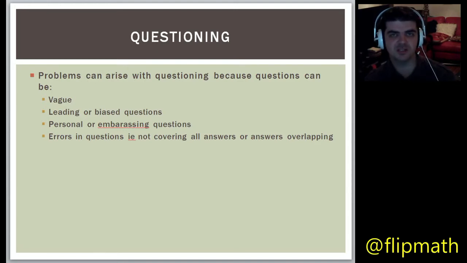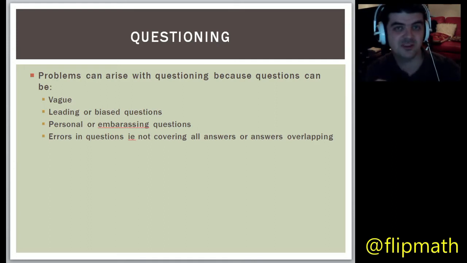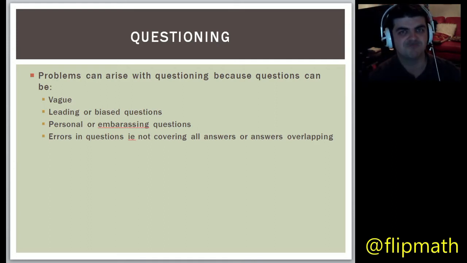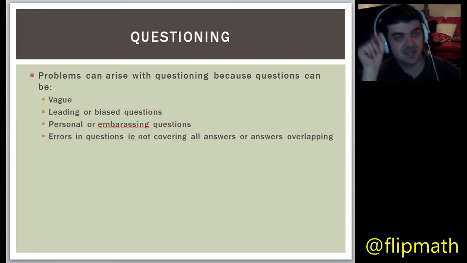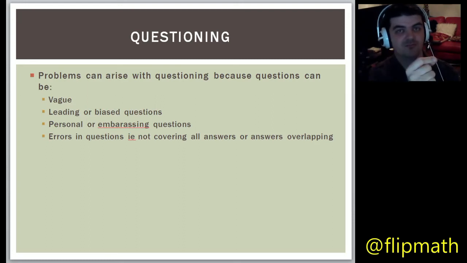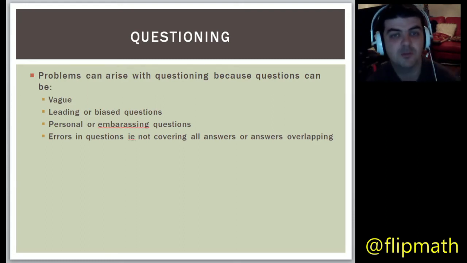So if you look at your question, ask yourself, if I handed this to somebody else, would they administer the test or the experiment exactly the same way I would? And how can I ensure that they would? And this comes about through going through the data cycle and maybe going through the results once or twice and realizing that, no, I didn't quite get the results that I wanted there. I'm going to have to go back and ask my question again in a slightly different way to get the results that I want. The second problem can be leading or biased questions.